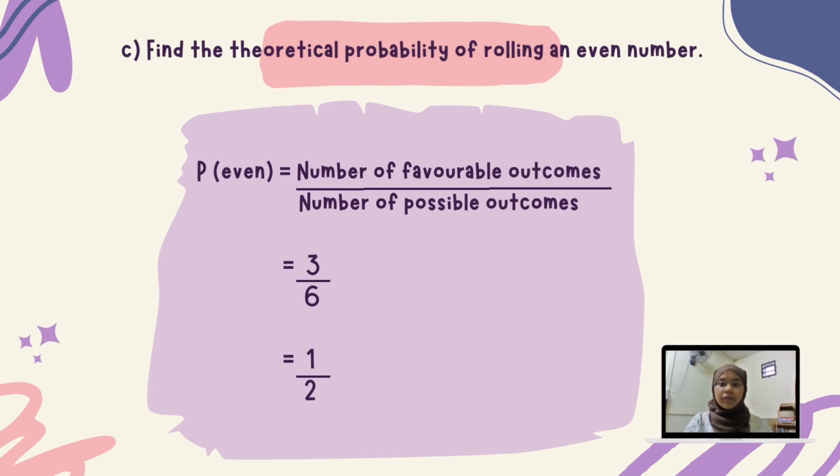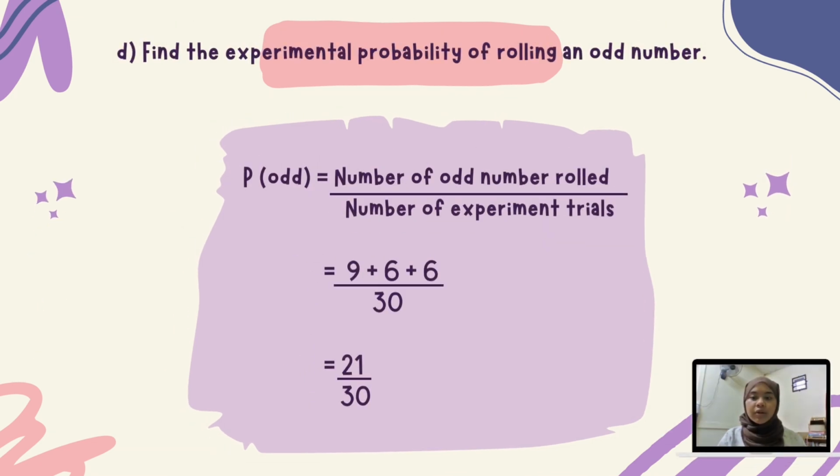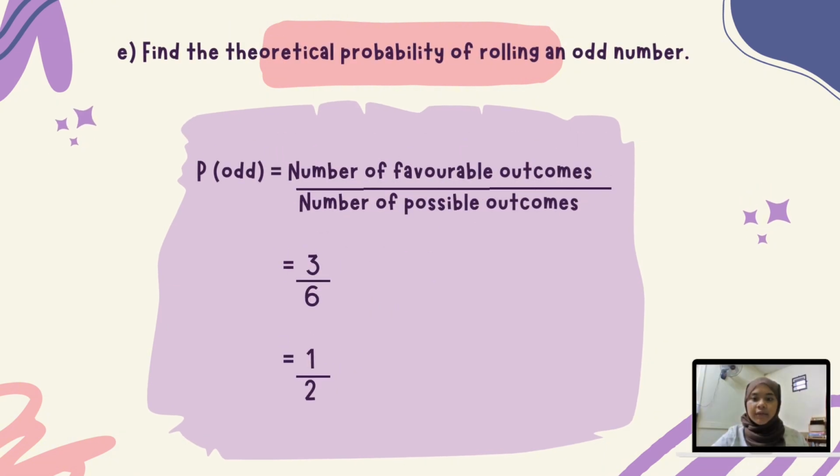Question C. Find the theoretical probability of rolling an even number. P(even) equals number of favorable outcomes over number of possible outcomes equals 3 over 6 equals 1 over 2. Question D. Find the experimental probability of rolling an odd number. P(odd) equals number of odd numbers rolled over number of experiment trials equals 9 plus 6 plus 6 over 30 equals 21 over 30. Question E. Find the theoretical probability of rolling an odd number. P(odd) equals number of favorable outcomes over number of possible outcomes equals 3 over 6 equals 1 over 2.